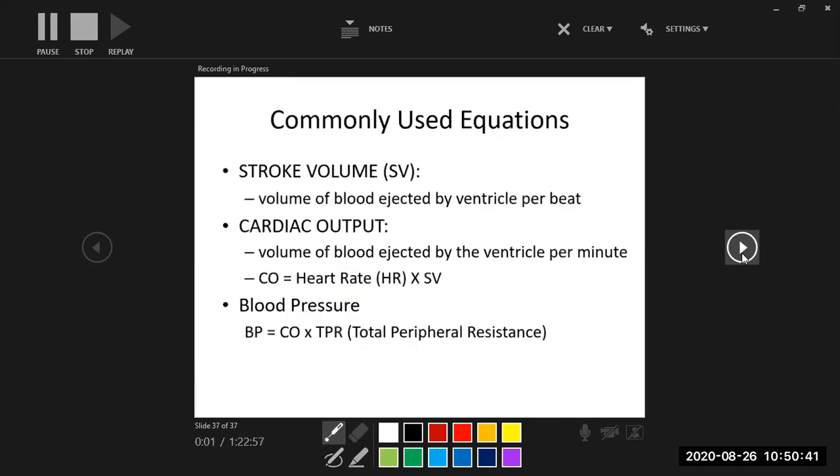All right, so this is the last slide with very important equations: stroke volume is the blood pumped out of the heart each time, cardiac output equals stroke volume times heart rate, and BP equals CO times TPR. All right, thank you so much.